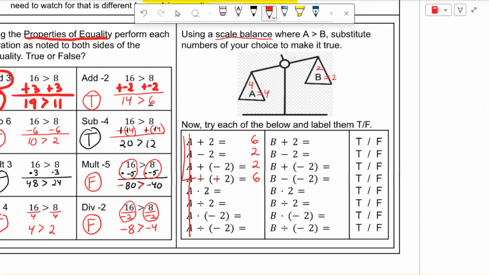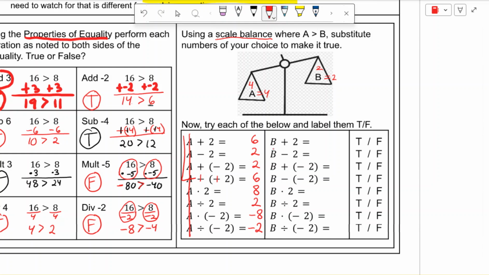4 times 2 is 8. 4 divided by 2 is 2. 4 times negative 2 is negative 8. And 4 divided by negative 2 is negative 2. So we want to make sure that we got all of our math facts correct there. We're dealing with positives, negatives, adding, subtracting, multiplying, and dividing. And then we're going to come over to the next column where the B's are.